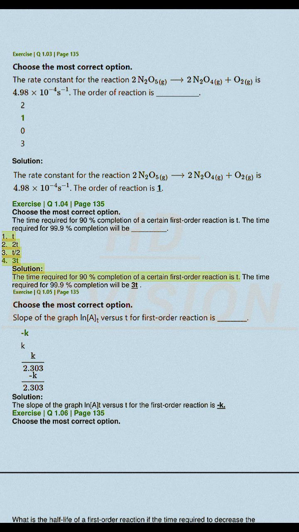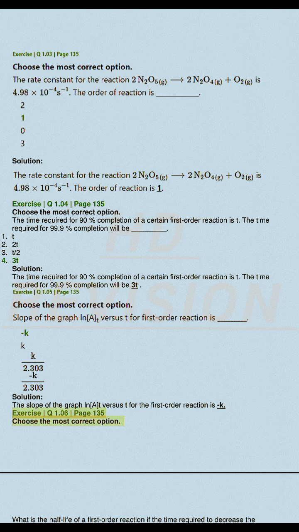Solution. The time required for 90% completion of a certain first-order reaction is T. The time required for 99.9% completion will be 3T. Solution. The slope of the graph ln[A] versus t for the first-order reaction is -k.